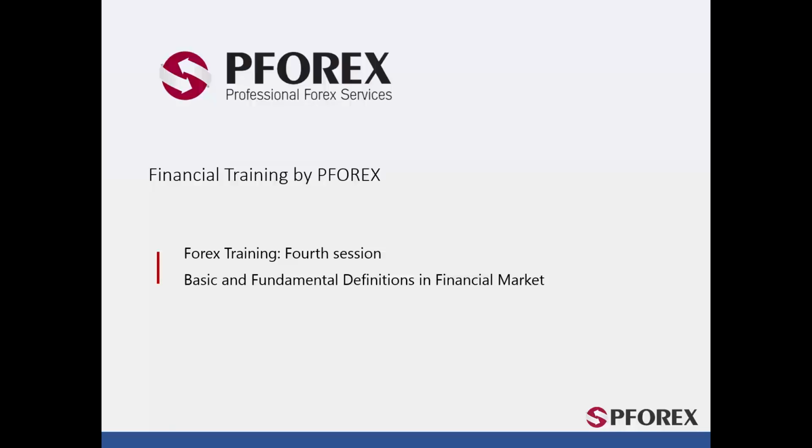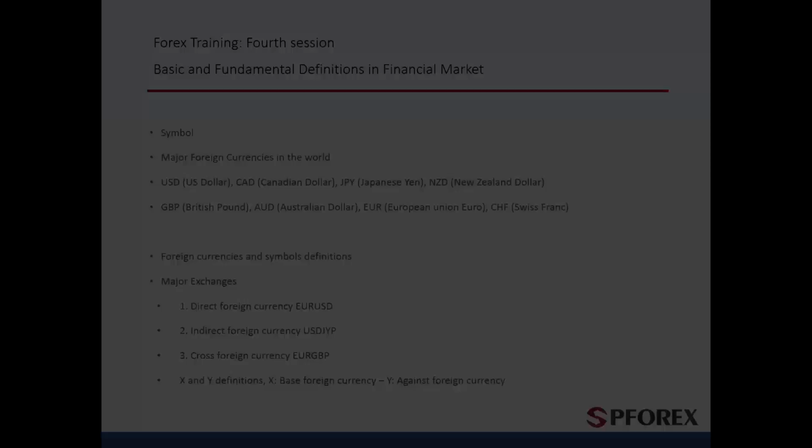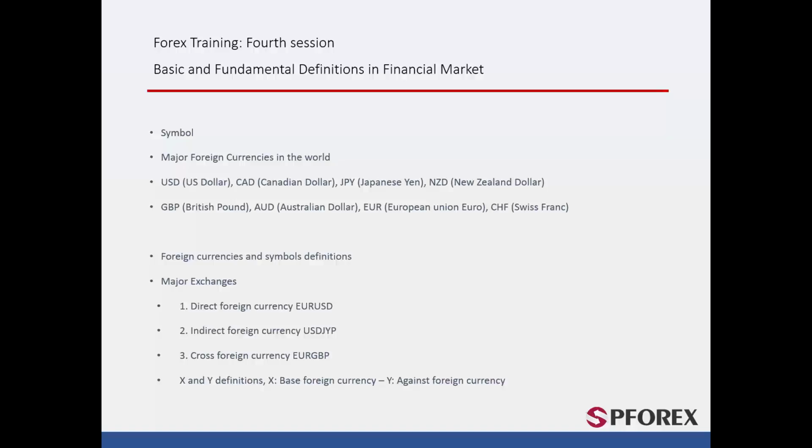In this session, we will explain the basic definitions and terms that you will come across in a financial market. We will start with symbols. A currency symbol consists of 3 letters, where the first 2 letters stand for the name of the country and the third letter for that country's currency.